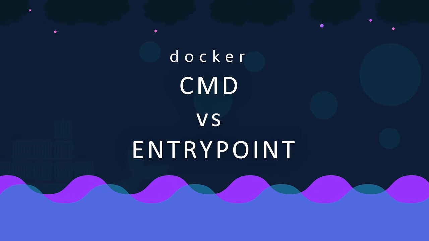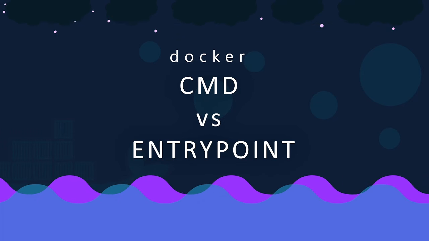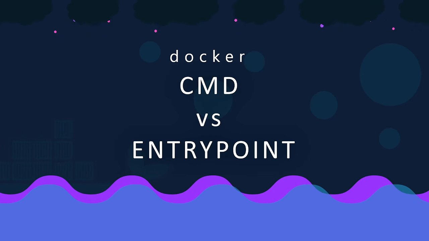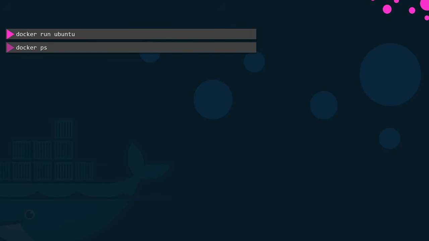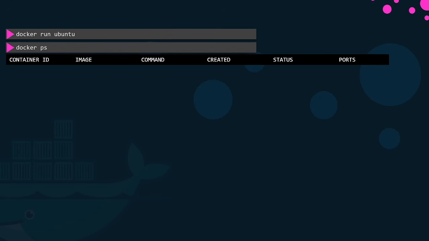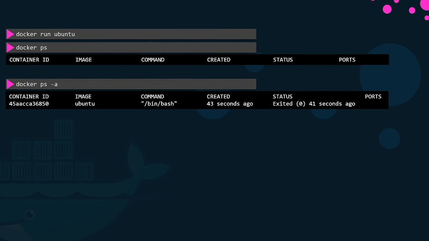In this lecture, we will look at commands, arguments, and entry points in Docker. Let's start with a simple scenario. Say you were to run a Docker container from an Ubuntu image. When you run the docker run ubuntu command, it runs an instance of the Ubuntu image and exits immediately. If you were to list the running containers, you wouldn't see the container running. If you list all containers including those that are stopped, you will see that the new container you ran is in an exited state. Now, why is that?